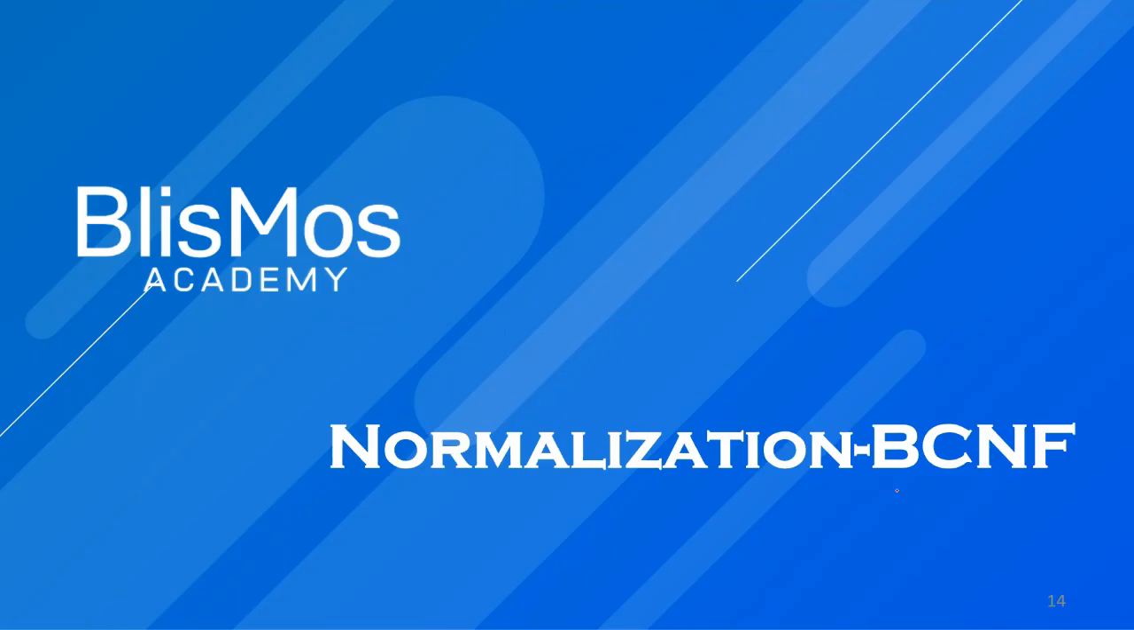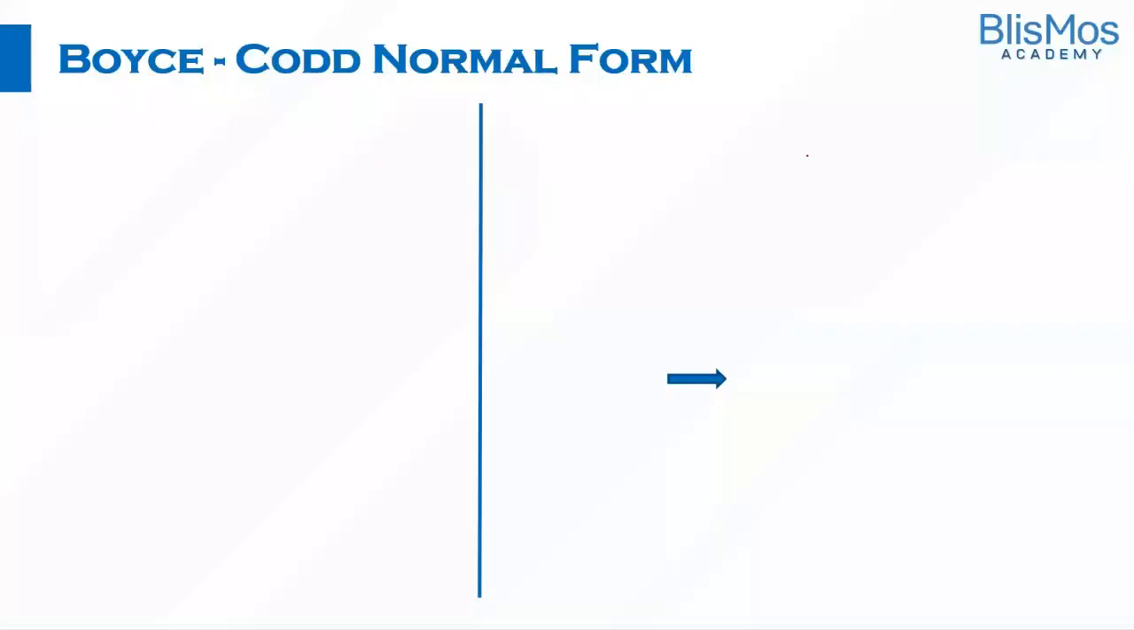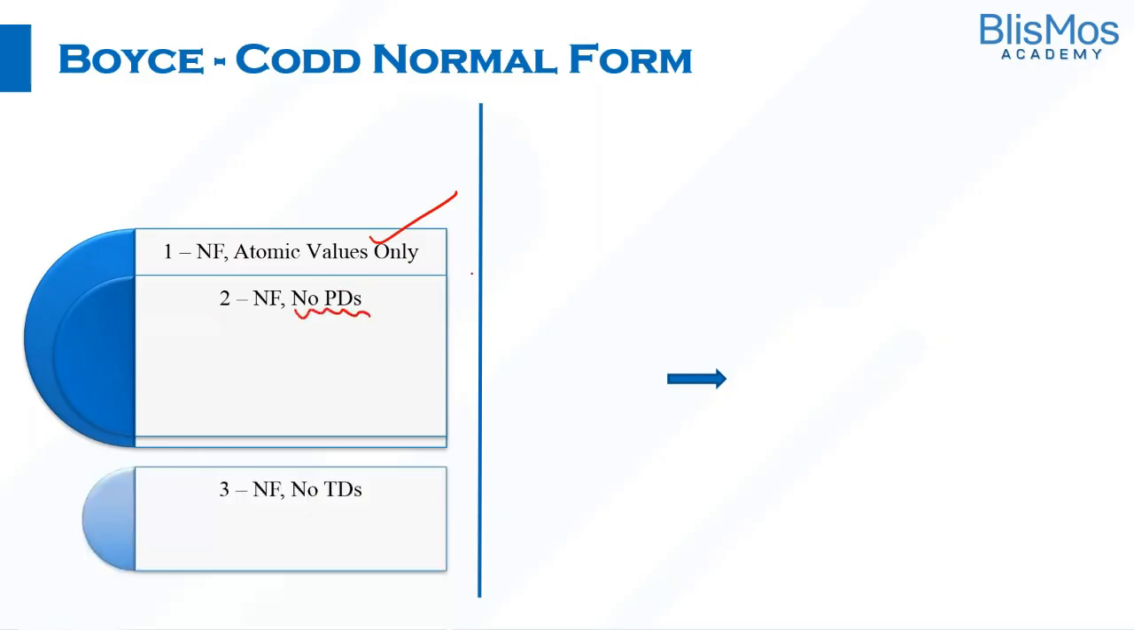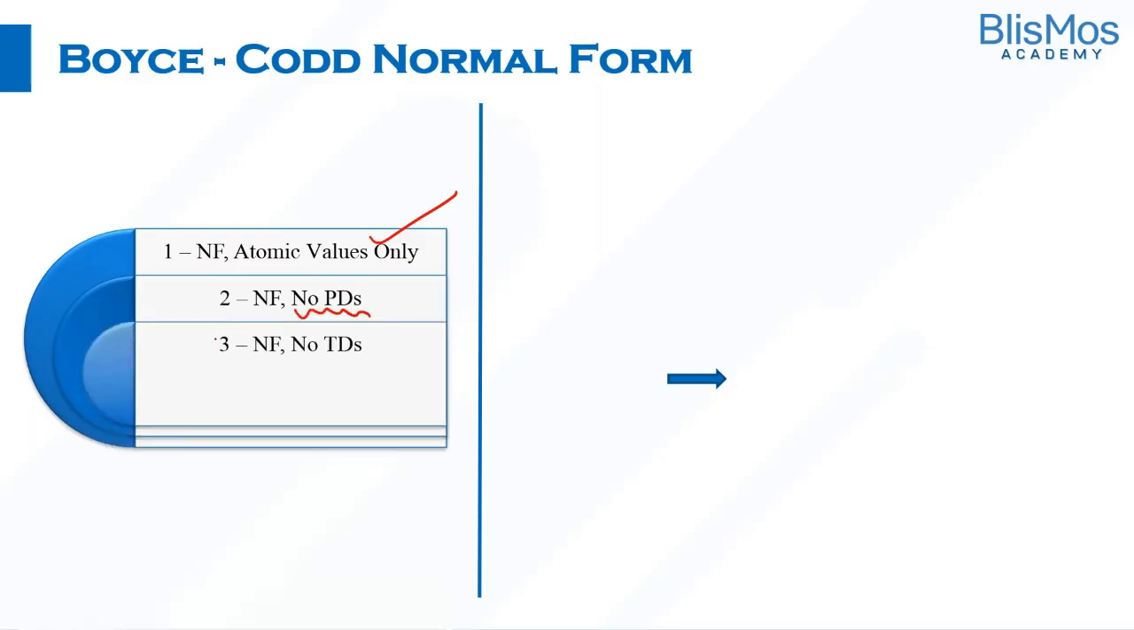As a part of this video, we'll understand what is Boyce-Codd normal form in normalization. So far, in our previous videos, we have understood if any relation needs to be in first normal form, it should have only atomic values. If a relation has to be in second normal form, there should not be any partial dependencies. If the relation has to be in third normal form, there should not be any transitive dependencies.